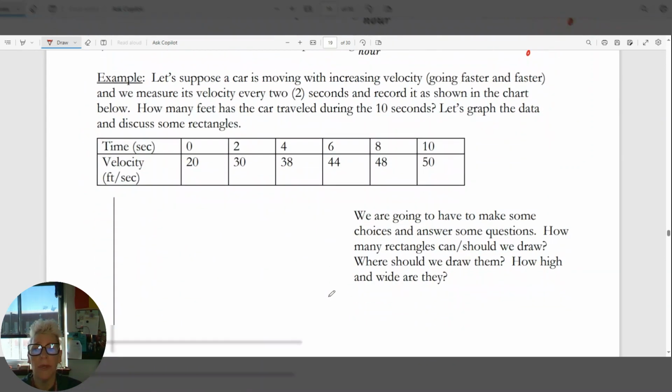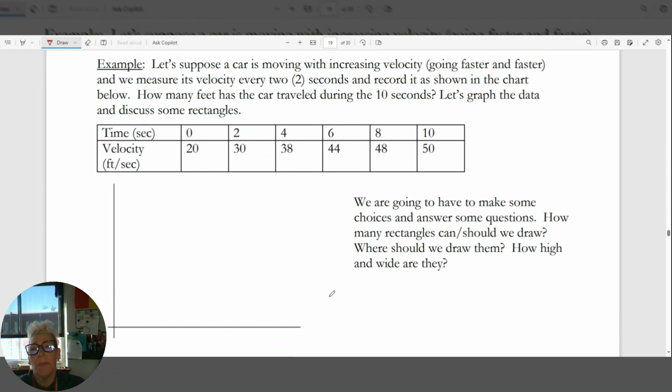All right, so let's do another example. So let's suppose we've got a car moving. I'm going to tell you it's got increasing velocity, so it's going faster and faster. And say we've looked down at the speedometer and measured that velocity every 2 seconds. And then we recorded it in a table as shown in the chart.